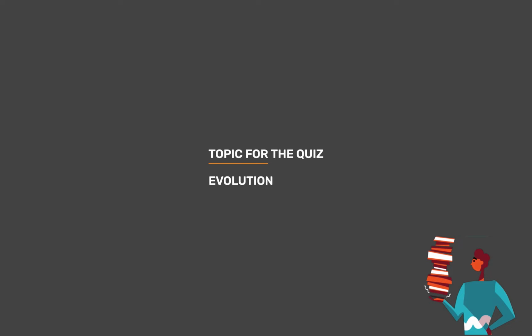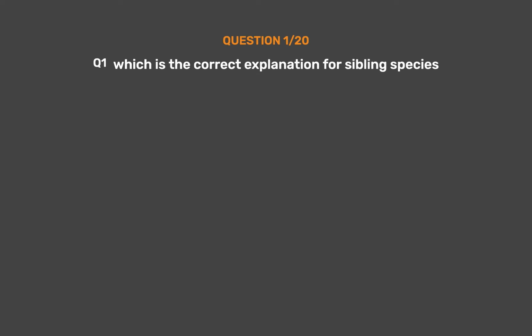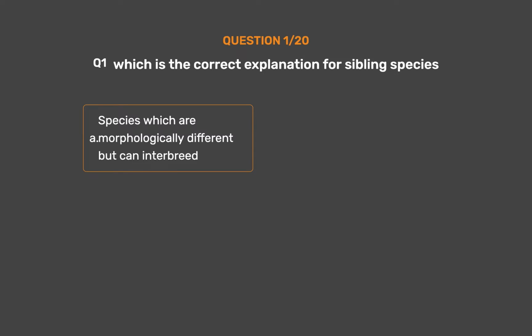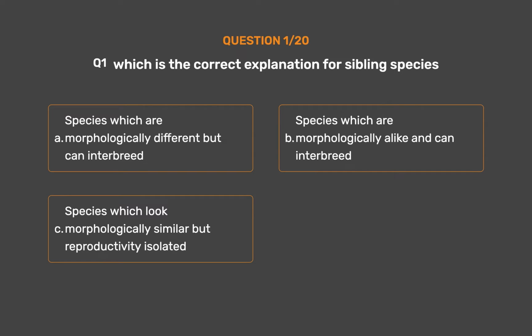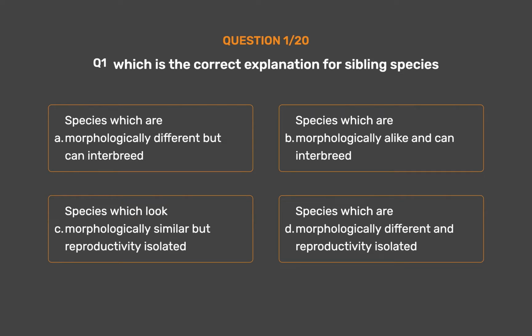Topic for today's quiz is evolution. Question number 1. Which is the correct explanation for sibling species? Option A. Species which are morphologically different but can interbreed. Option B. Species which are morphologically alike and can interbreed. Option C. Species which look morphologically similar but reproductively isolated. Option D. Species which are morphologically different and reproductively isolated.